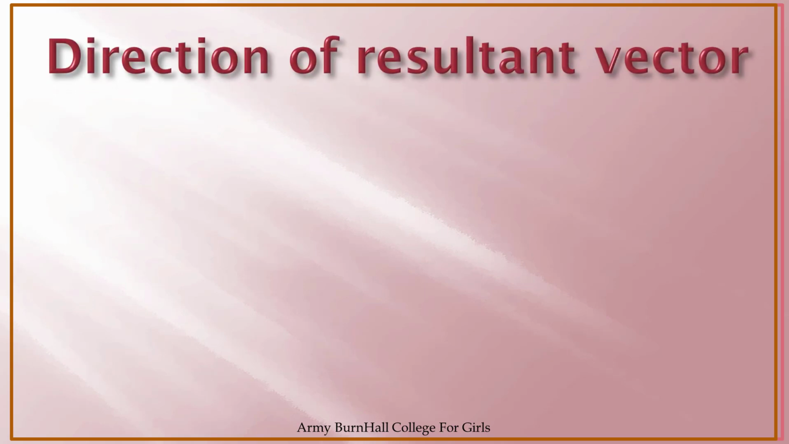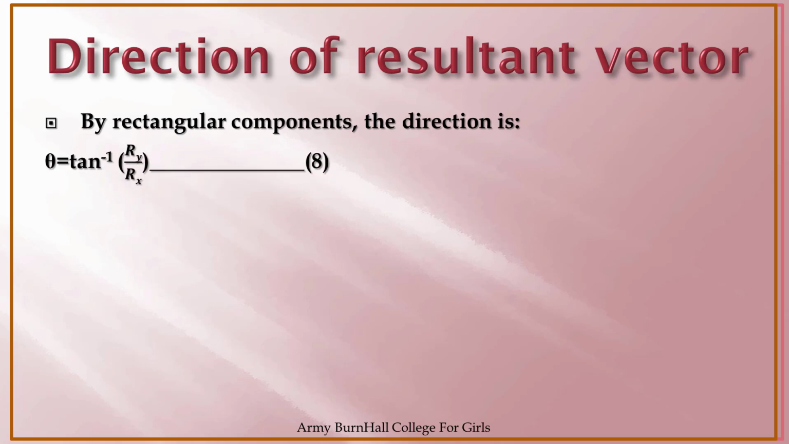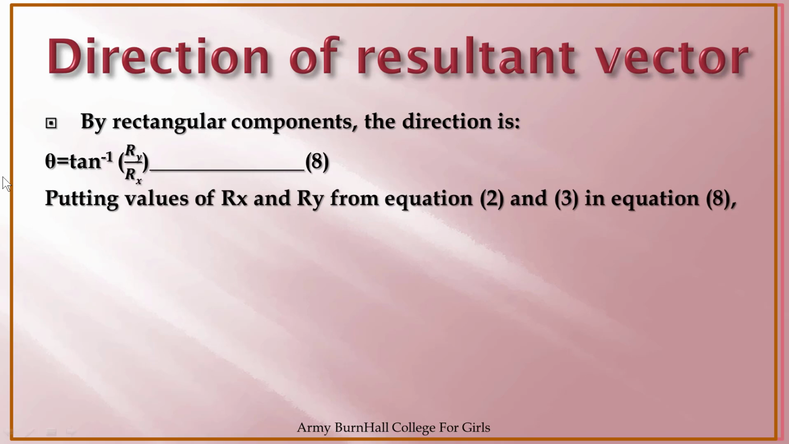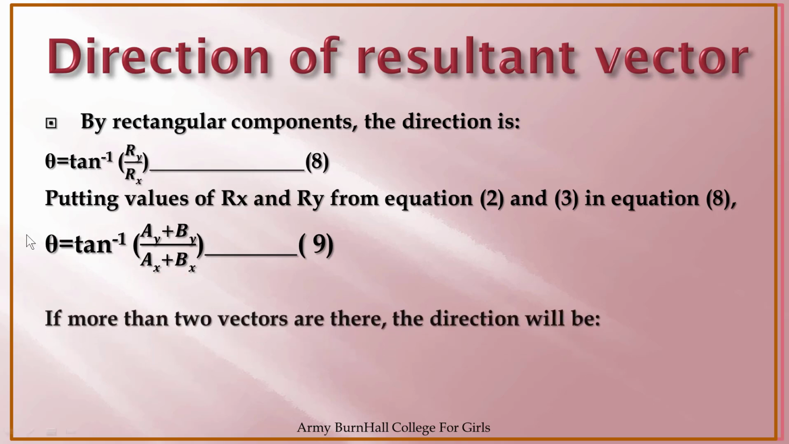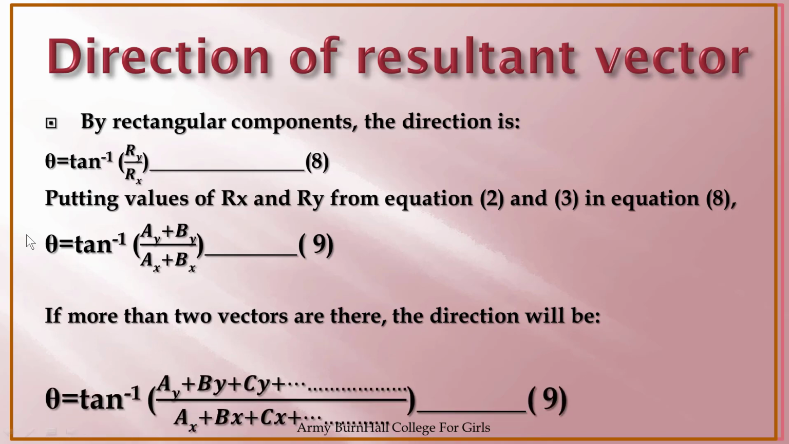Okay, so now we are going to calculate the direction of the resultant vector. Again, we have done this by rectangular components, with the formula theta is equal to tan inverse of y component divided by x component. Over here we are talking about the direction of the resultant, so we will write it as Ry divided by Rx. Theta is equal to tan inverse of Ry by Rx. Okay, if you put the values of Rx and Ry from equation 2 and 3, we will get theta is equal to tan inverse of (Ay plus By) divided by (Ax plus Bx). We have calculated the angle. Okay, and if we are having more than 2 vectors, then we will simply replace Ry with the sum of all the y components and Rx with the sum of all the x components. This is basically equation number 9.